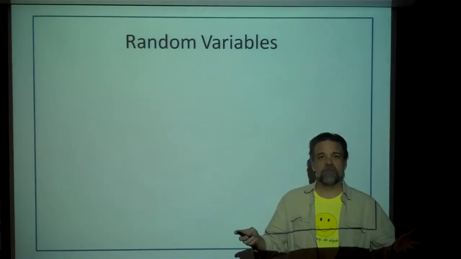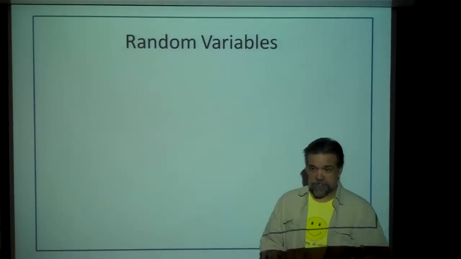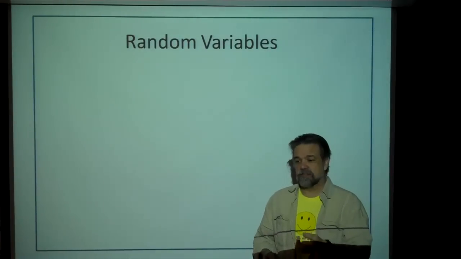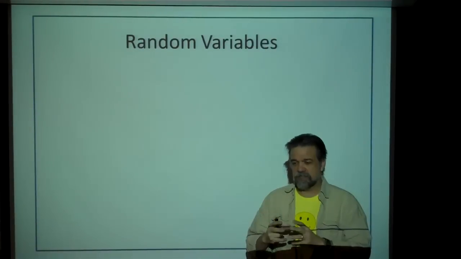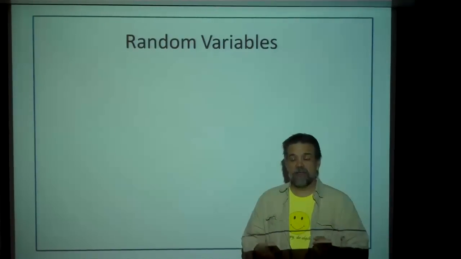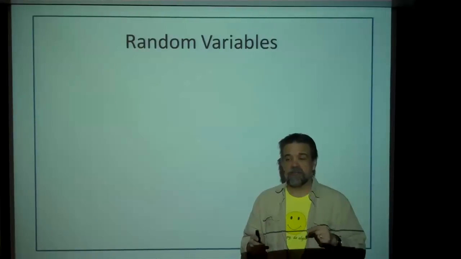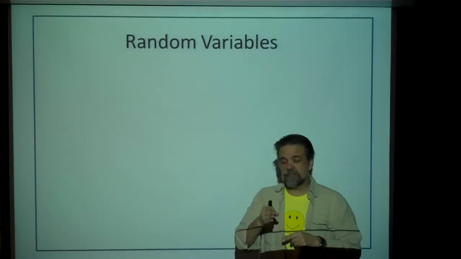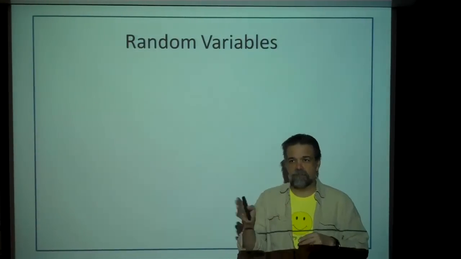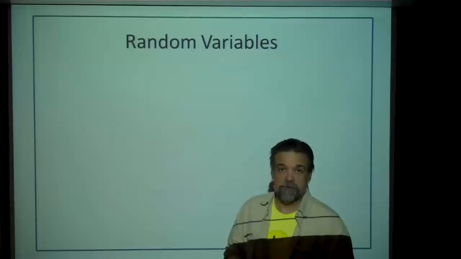What's a random variable, you ask? Well, a random variable is a variable. It's a quantity, and you don't know what it is. It's kind of like a random event. It's going to have a value, you just don't know what that value is yet. And each different possible value that it might take has a certain probability associated with it.